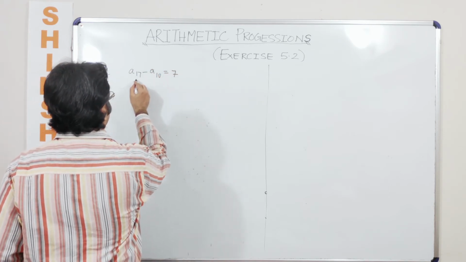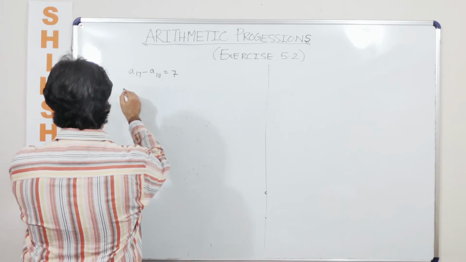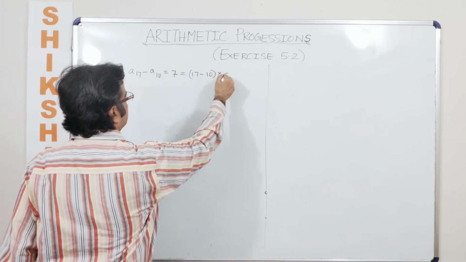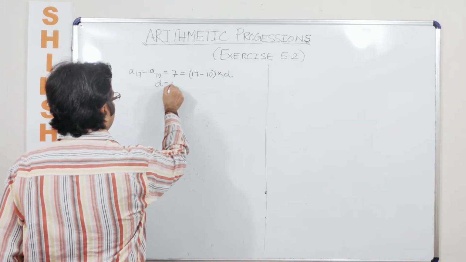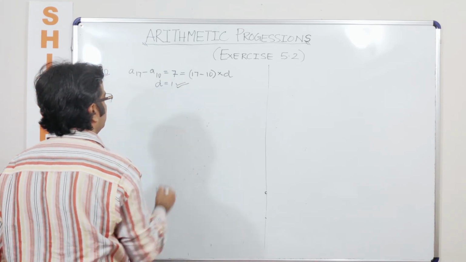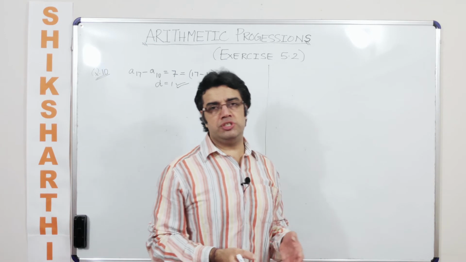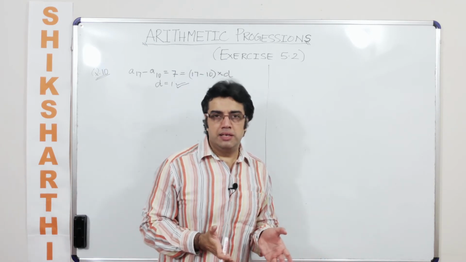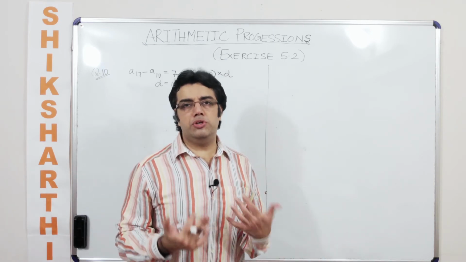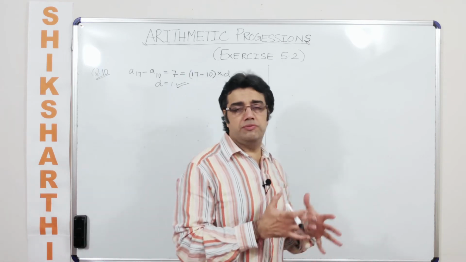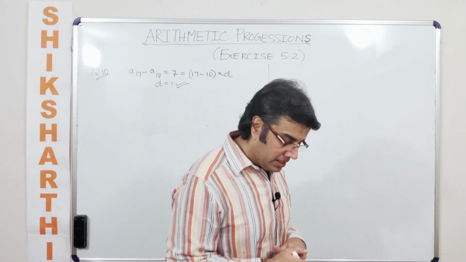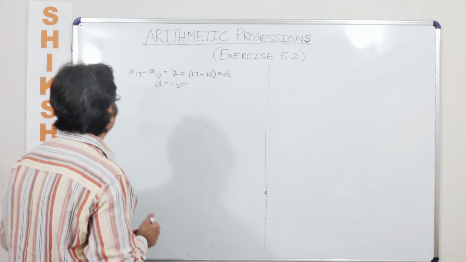So can I say this is just like saying, what is the value of D that you get from here? The value of D that you get from here is 1. Using which formula? Using the formula that we have been using in the earlier questions, which is A_K minus A_R is equal to K minus R into the common difference of the same arithmetic progression. You found the common difference as 1.